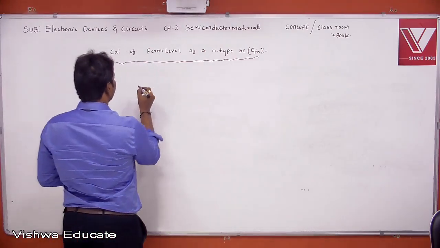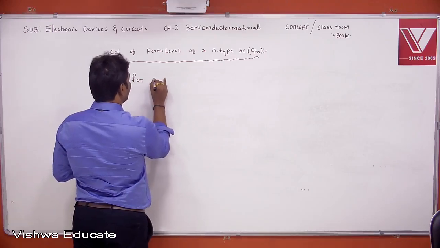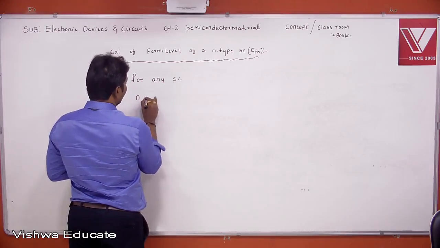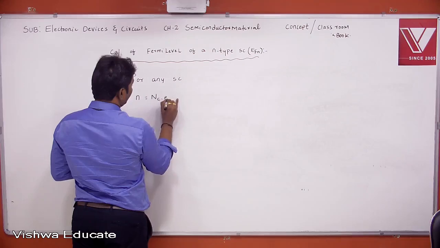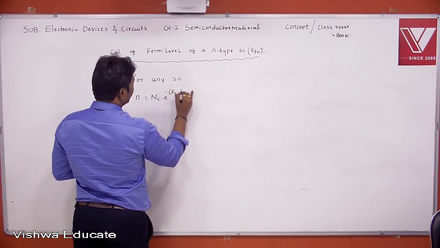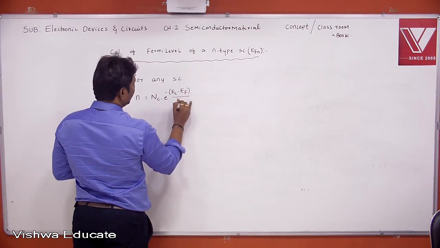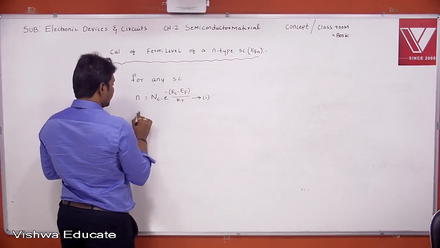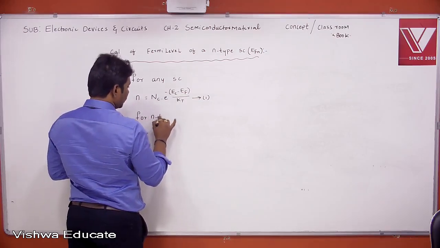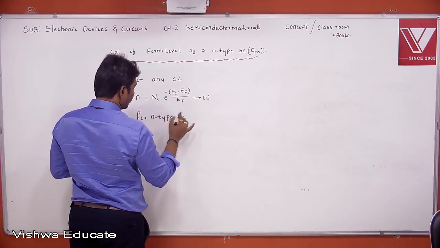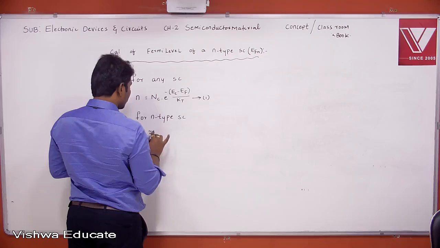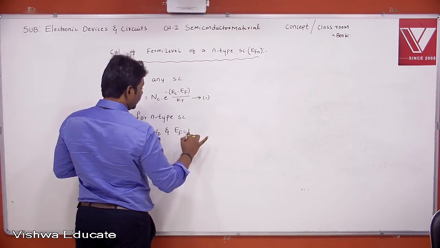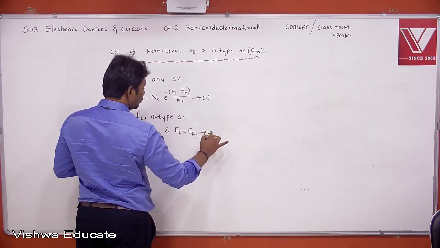First I can define for any semiconductor, what is the equation of electron concentration? n equal to Nc into e power minus of (Ec minus Ef) by kT. Consider this as equation 1. Similarly, for an N-type semiconductor, what should be the electron concentration? n equal to Nd and EF equal to EFN. This is equation 2.